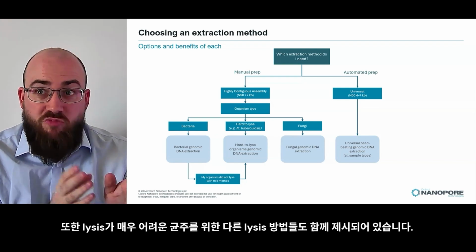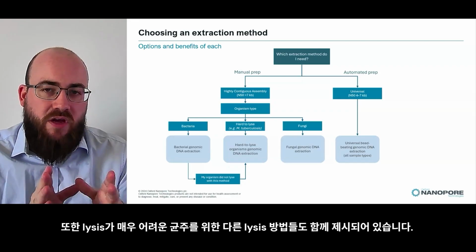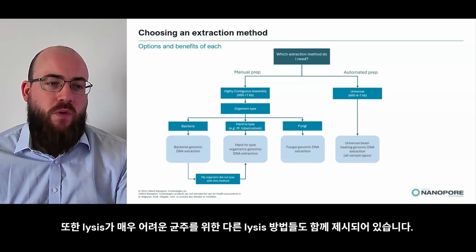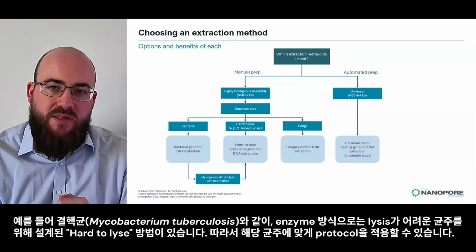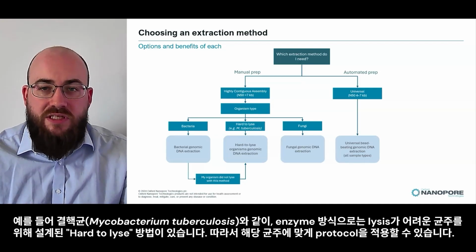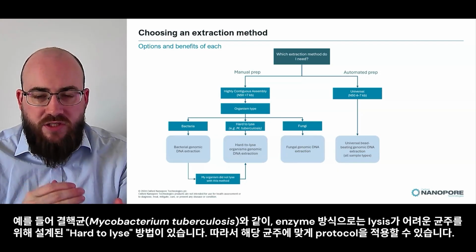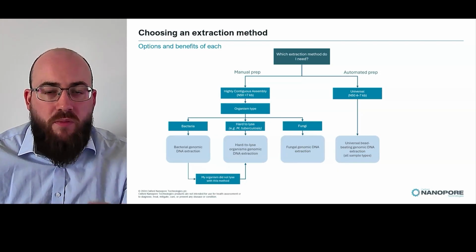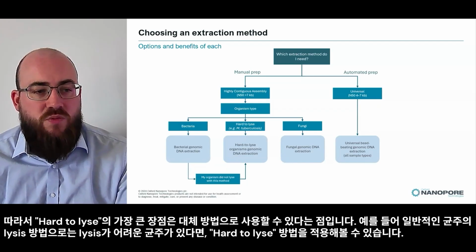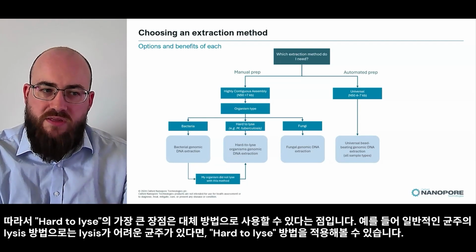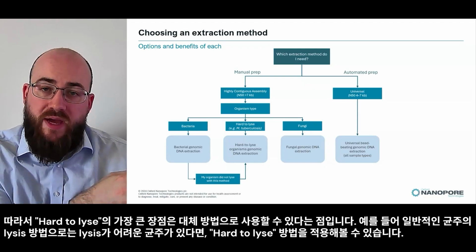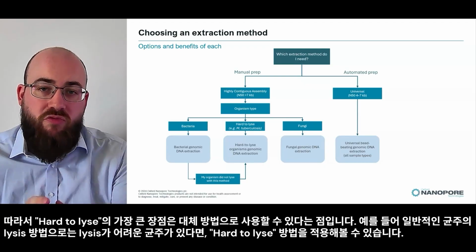Alternatively, for some really tough to lyse organisms, we have some other extraction methods listed here as well. We have a hard to lyse method that's been designed for Mycobacterium tuberculosis, notoriously difficult to lyse enzymatically. And you can walk through that for that organism. But the nice thing about this as well is it can be used as a fallback if, let's say, you have a tough organism that won't lyse through the normal bacterial method. You can try putting it through this tough to lyse one.